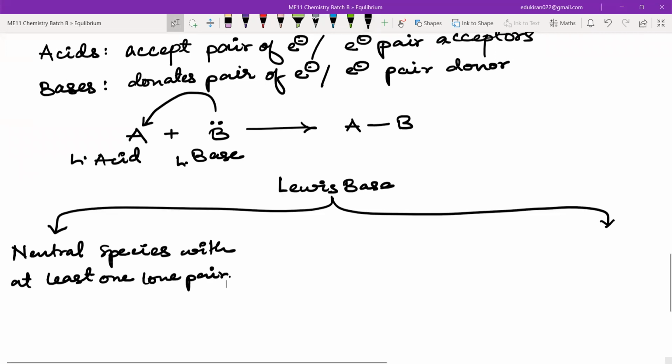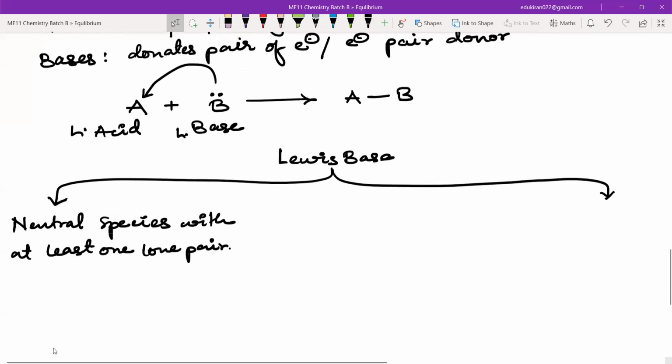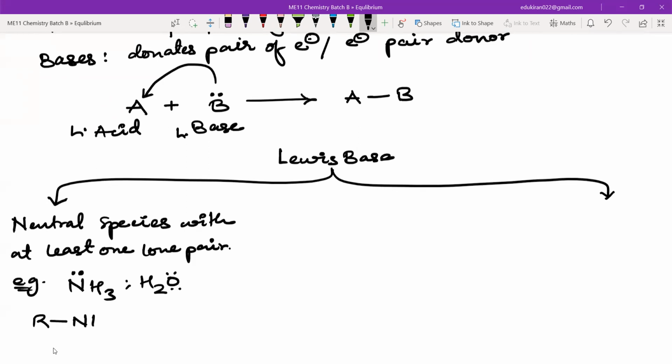Now, here the concept of Lewis dot structures comes very handy. You have to also know about the valence electrons, right? So if I just write NH3, you will see, sir, where is the lone pair? So there are lone pairs. Nitrogen has one lone pair. Similarly, if I write H2O, oxygen has two lone pairs. If I write any amine group, NH2, here also nitrogen is having some lone pair. If I write alcoholic group, ROH, here the oxygen is having lone pairs.